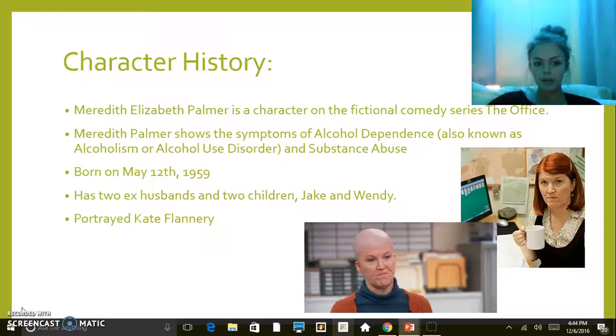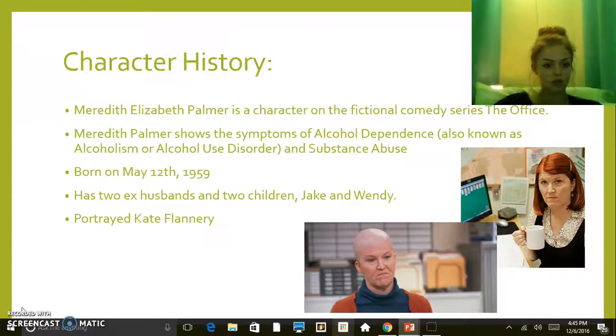Her name is Meredith Elizabeth Palmer. She's a character on the fictional comedy series The Office. Meredith Palmer shows the symptoms of alcohol dependence, which is also known as alcoholism or alcohol use disorder, and she also was diagnosed with substance abuse. She was born on May 12th, 1959. She has 2 ex-husbands and 2 children, Jake and Wendy, and she's portrayed by Kate Flannery.